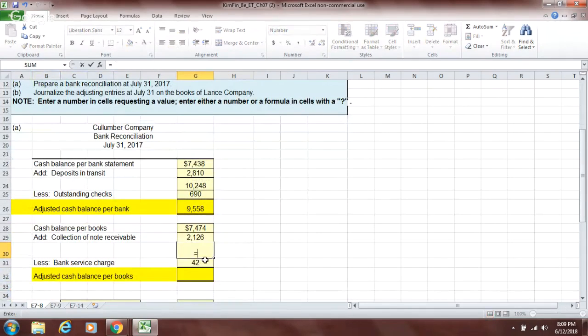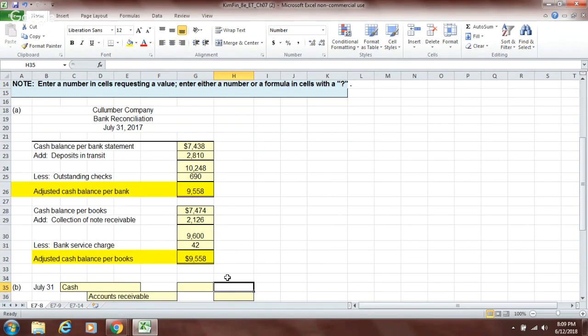So we're going to have the cash balance for books. We have to add the money the bank had collected, so we can have it in our books too. We have that entry, and we have to take off the bank service charge, which is $42. If we see in these yellow lines, they are all balanced. That means that the money we have in the bank matches the money we have registered in our books.